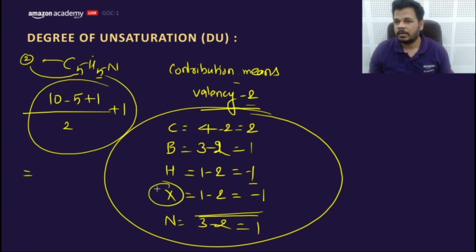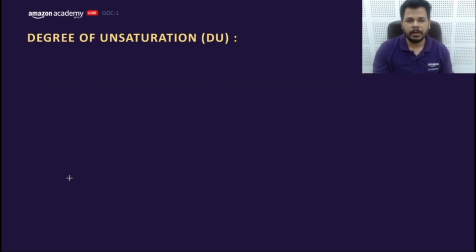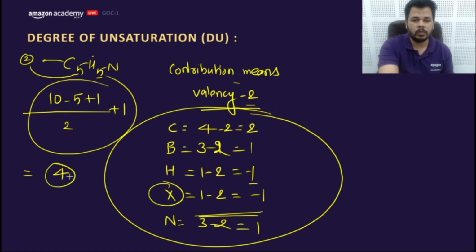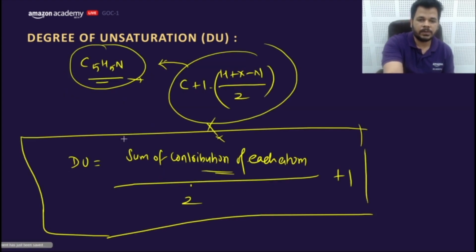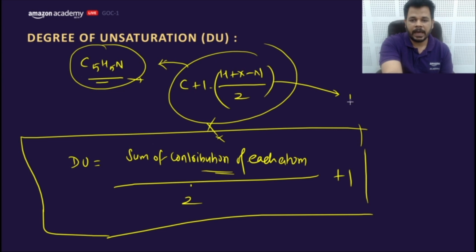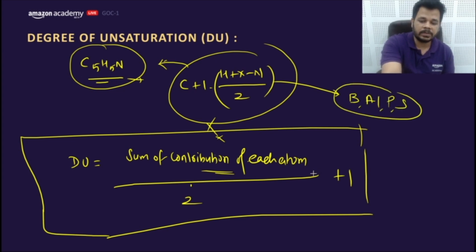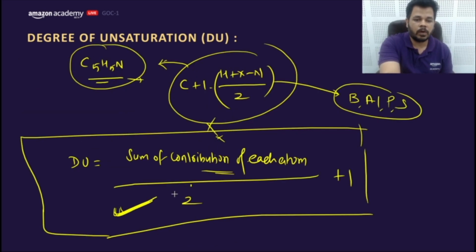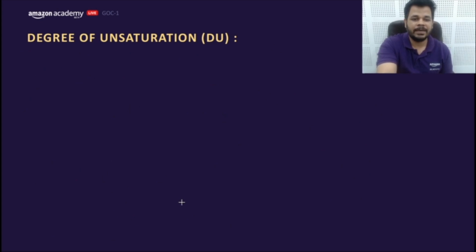What would be the DU of C5H5N? Now you can calculate like this. 4. Yes. This formula is applicable to each and every molecule, because the book formula will not help us when boron, aluminium, phosphorus and sulfur like atoms are given, but this formula of our own will help us out in any possible formula given.